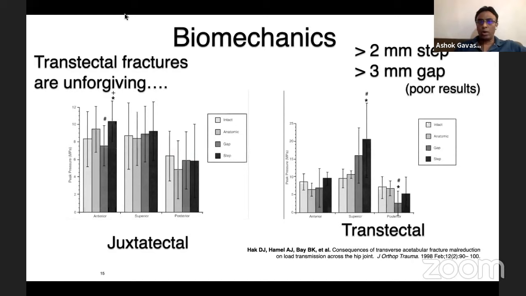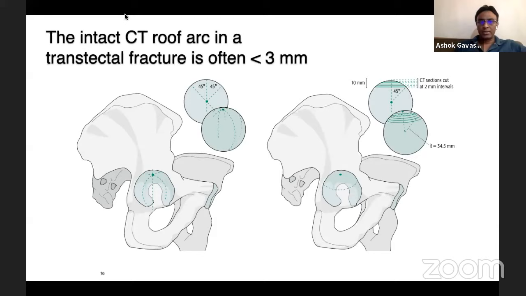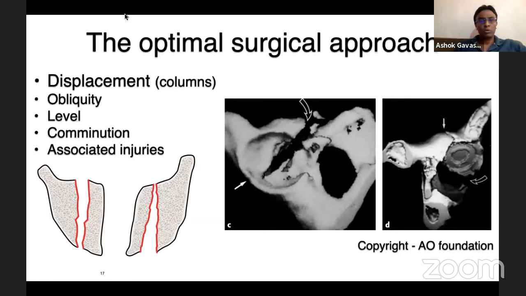So as the fracture level goes higher and higher into the tectum, you need to be really careful. These fractures require an anatomical reduction. This is again to highlight the same thing. Intact roof arc in a transtectal fracture is often less than 3 mm. So these fractures require precise reduction, sometimes more than a single approach, sometimes articular access as well, and you need to reduce them anatomically. So what would be the optimal surgical approach?